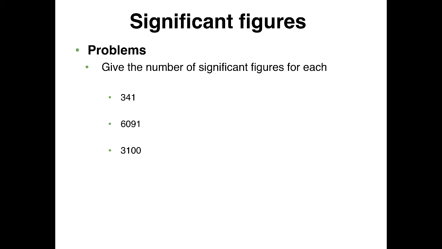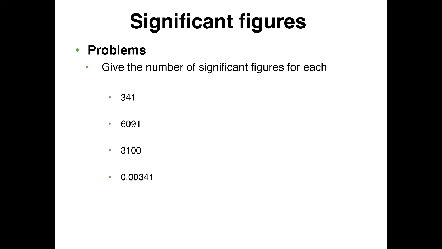There are only 2 significant figures here because both of these zeros are simply a placeholder to distinguish this number from the number 31. If you didn't have the zeros there, you wouldn't be able to tell whether it was 31 or 3,100. But those zeros are only placeholders, therefore there are only 2 significant figures here.